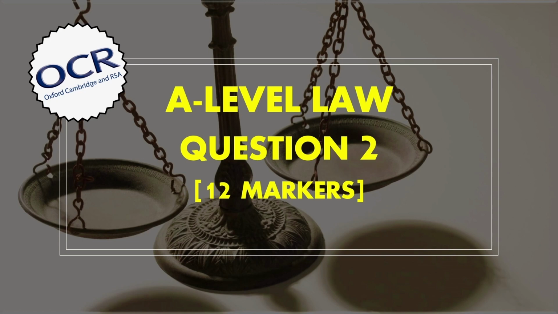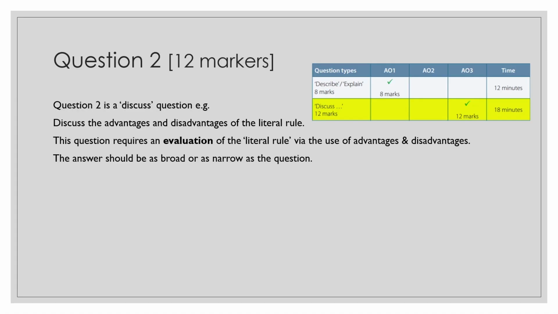We will be focusing on how to write, structure and improve answers for question 2, the 12 marker, which will be on all 3 papers. So, question 2 is the 12 marker. OCR recommends you spend 18 minutes on it. This gives you 1.5 minutes per mark.